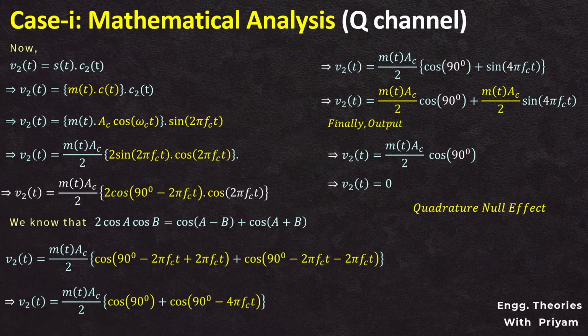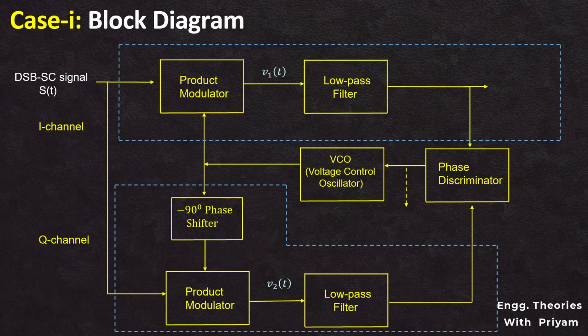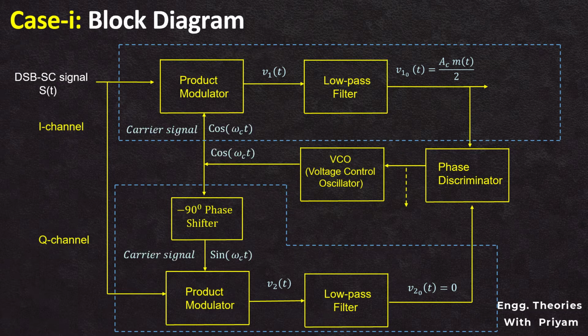Output of these two coherent detectors are applied as inputs of the phase discriminator. Based on the phase difference, the phase discriminator produces a DC control signal, and this DC control signal is applied as an input to the VCO to correct the phase error in the VCO output.